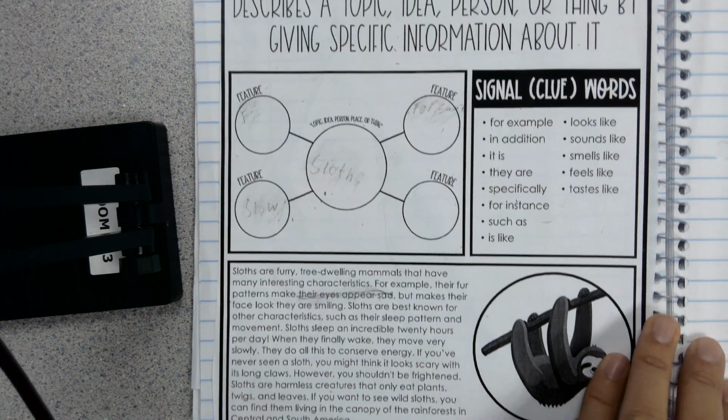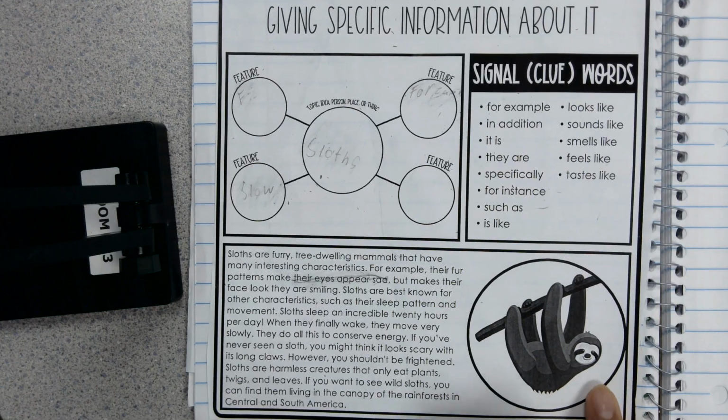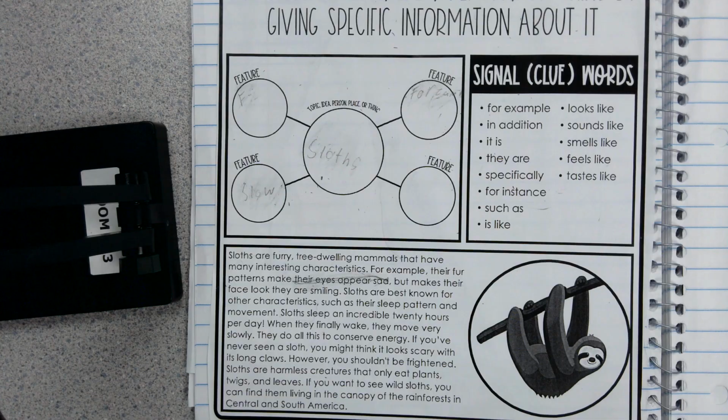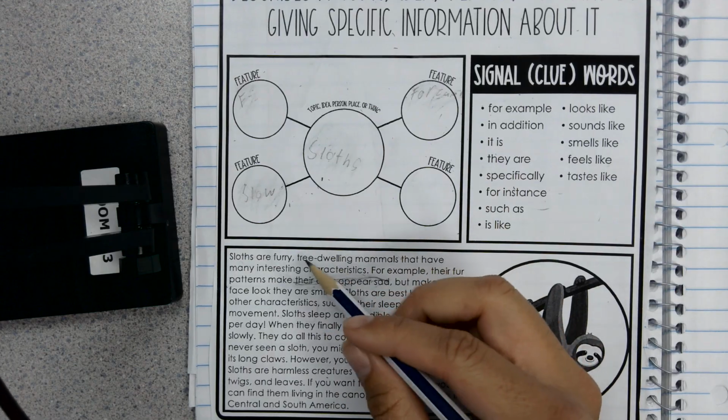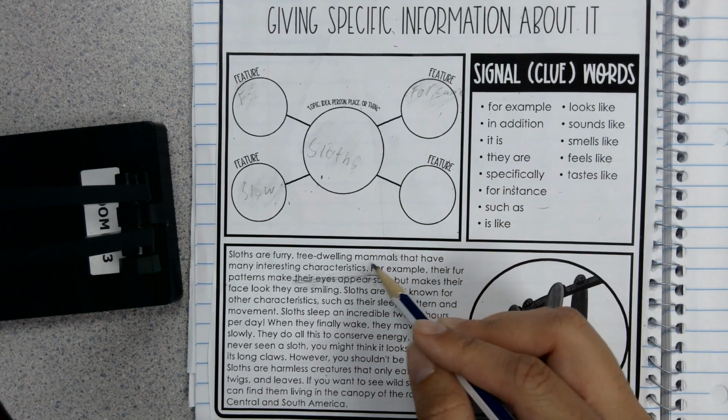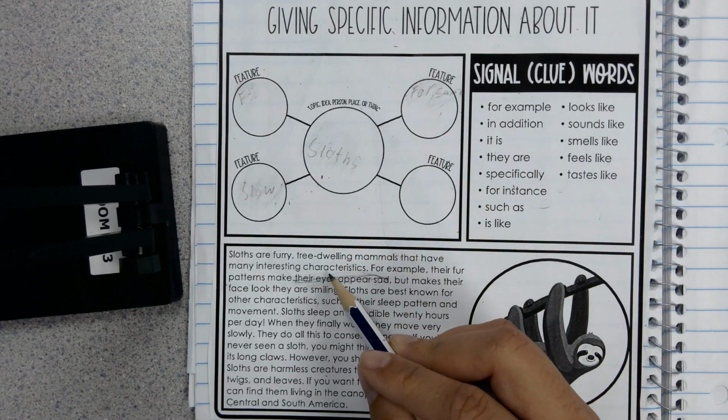So if we preview our text, we see that we've got this handy dandy illustration that this author has given us. It's a sloth, so we can already assume, just with that text feature, right, that this text is going to be about this animal. Who knows, maybe it's just about the whole zoo, we don't know yet, but let's see what our topic sentence starts with. So our topic sentence says, sloths are furry, tree-dwelling mammals that have many interesting characteristics.